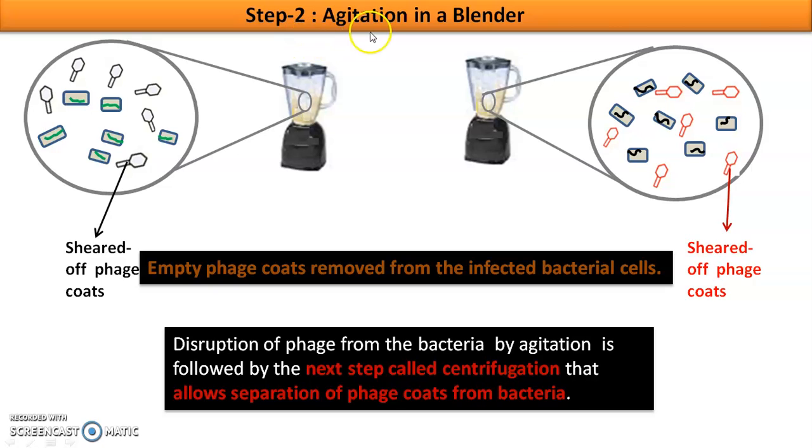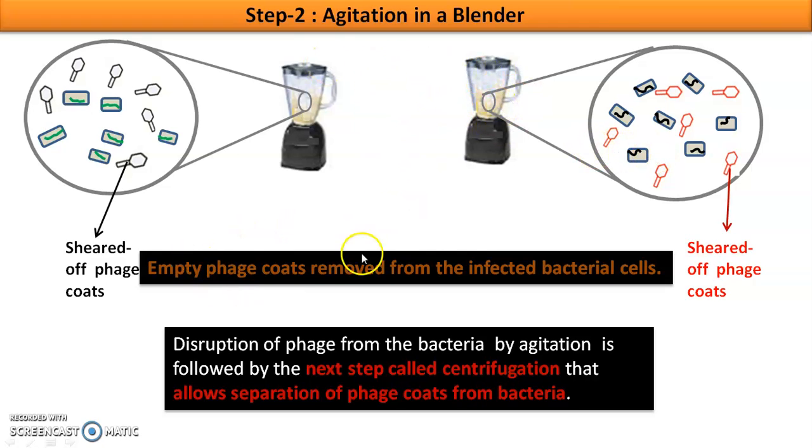So the second step was agitation in a blender. In separate blenders, both of those population solutions were blended, agitated. That means they were shaken a little, so that whatever adhered to the bacterial cell would move away from the cell. It will detach from the cell. So sheared off phage coats, because today we know it is a coat that was removed. Whatever went in would remain in the bacterial cell. What was adhered on the surface would be disconnected, would be detached. For that, blending is done.